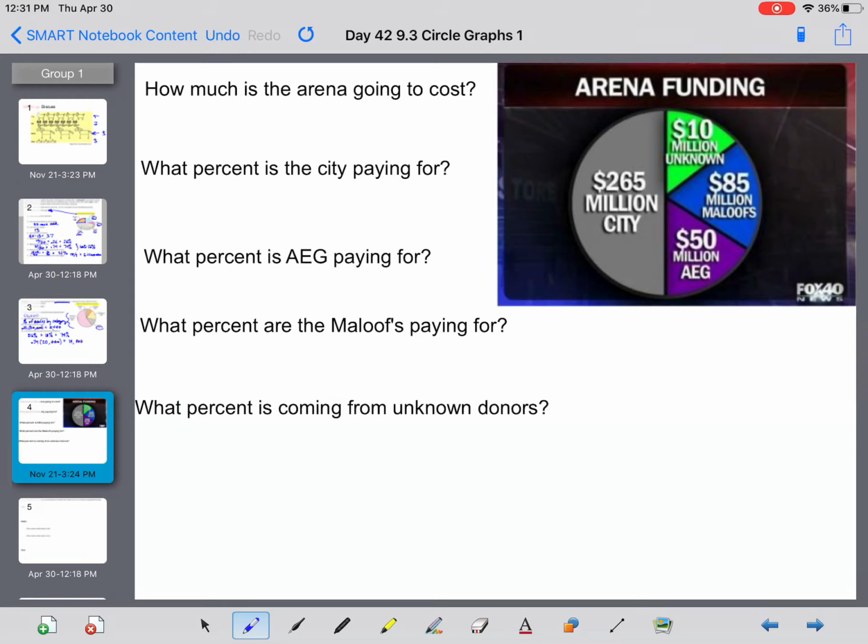How much is this arena going to cost? So if we're actually looking at the total cost here of our arena, then we need to add up all of these values right here. So we're going to take 265, we're going to take 10 million, we're going to take 85 million, and we're going to add 50 million to this. So I'm going to keep all my answers in terms of million, just so I can keep my numbers a little bit cleaner looking. So I'm going to go ahead and add all those up, and I get 410 million.